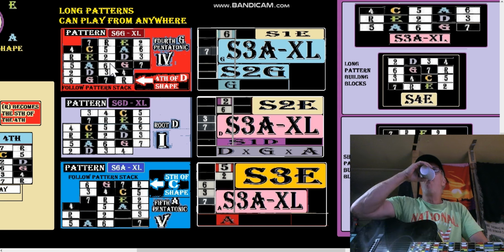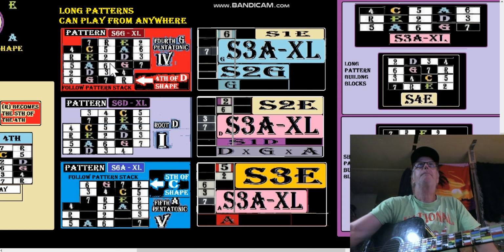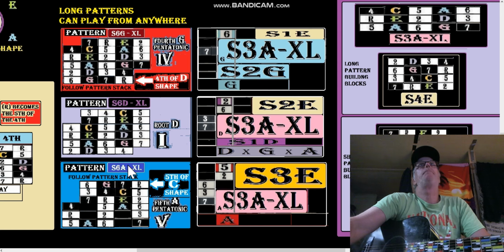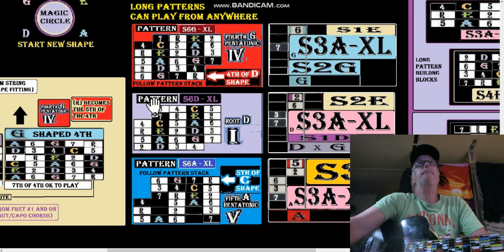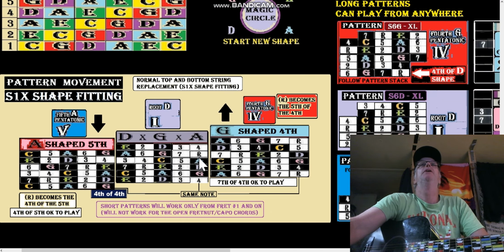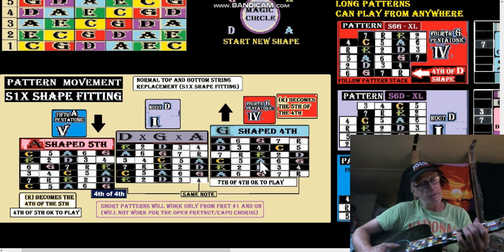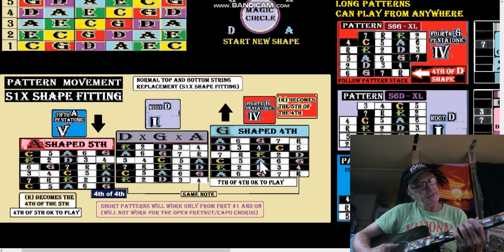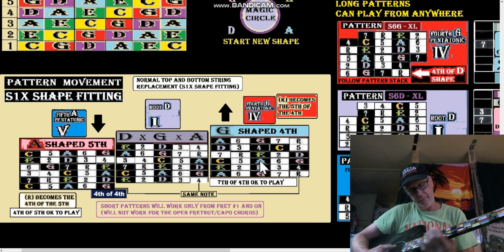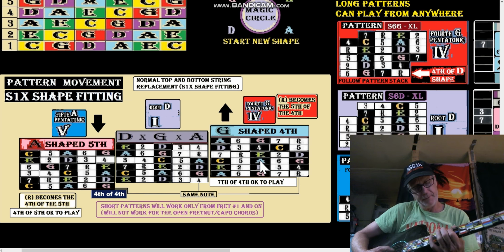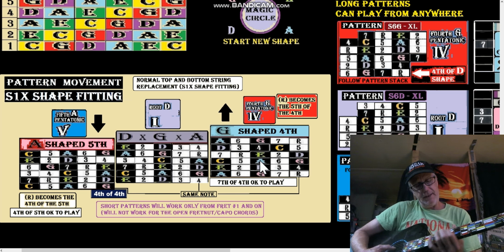Now this is just a kind of a repost. These are the short patterns, focusing on the simple concept of moving a pattern up or down. For instance, if we look at a G shape, a G shape C here, just root C E G, root 3 5.